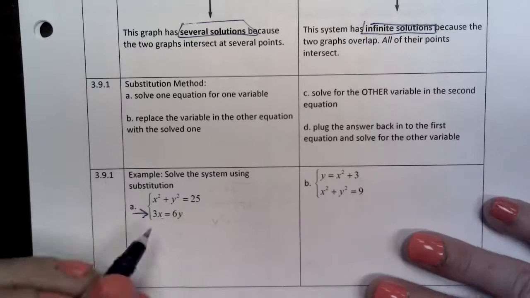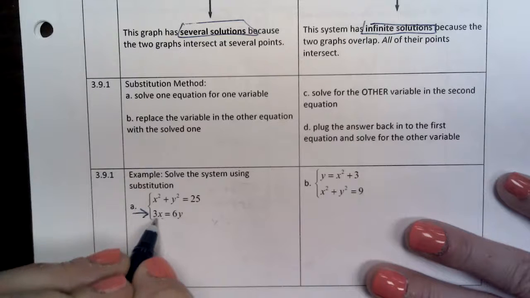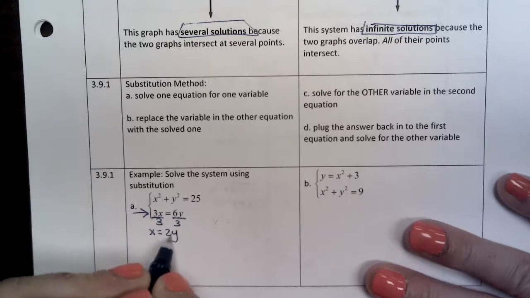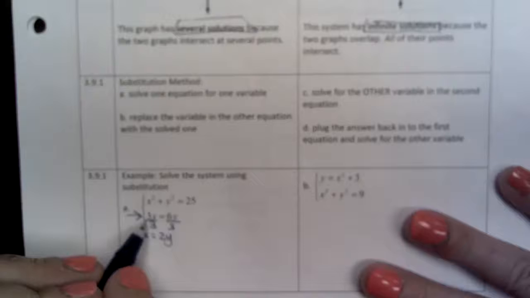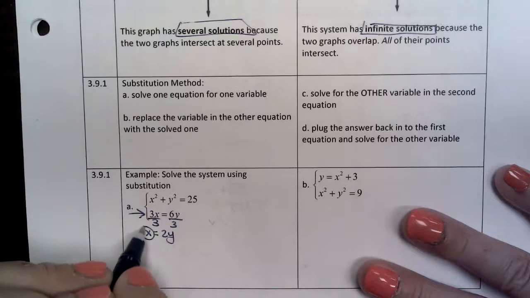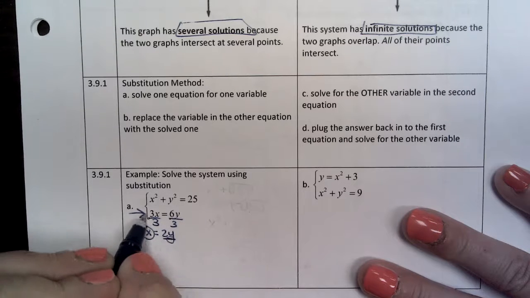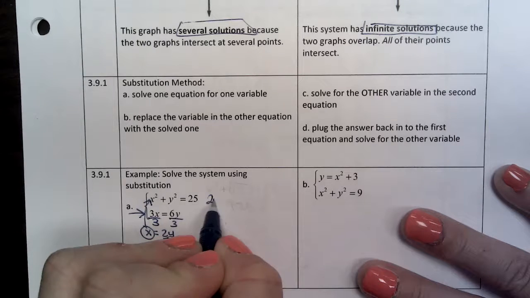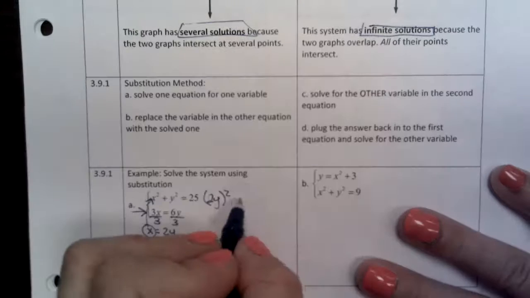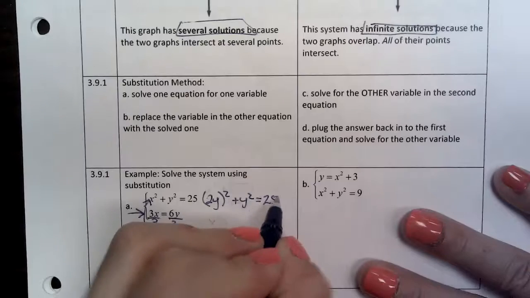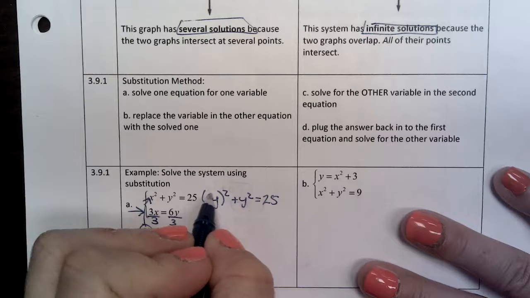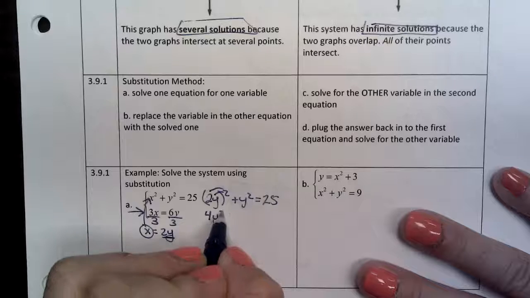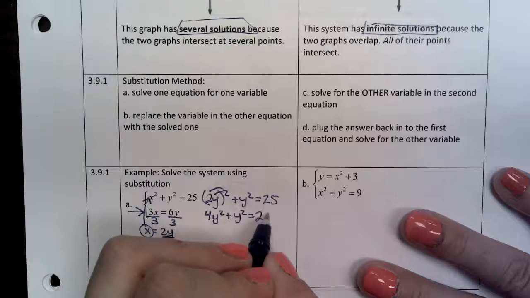Let's walk through it because it's a little easier to do that. This one right here, the first thing I see is that if I divide both sides by 3, I can get x equals 2y really easily. So I know what x is. x is 2y. In my other equation that I didn't solve, anywhere I see an x, I'm going to plug 2y in. So I get (2y) squared plus y squared equals 25. Now I'm going to square this, and remember, I have to distribute that square to both of these. So it's actually 4y squared plus y squared equals 25.